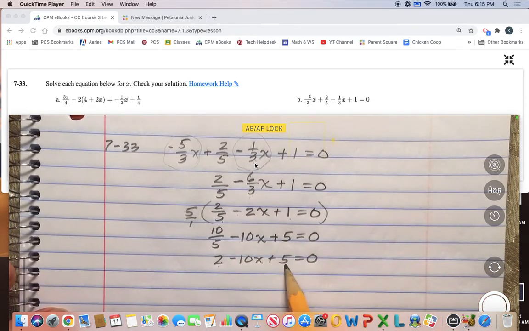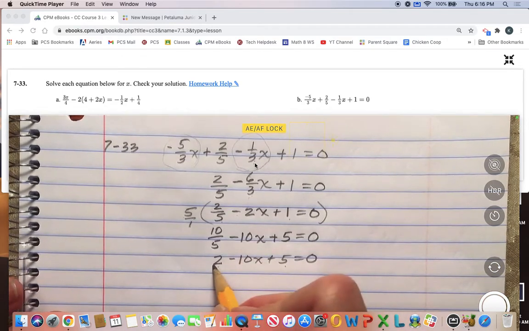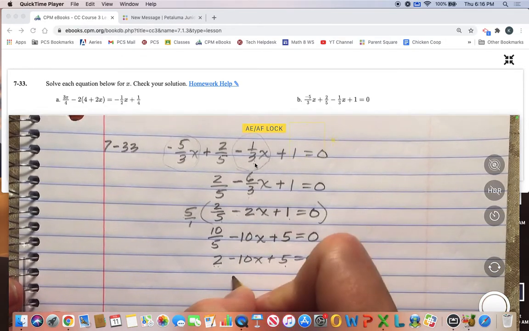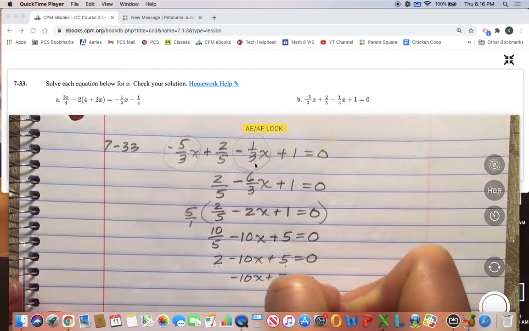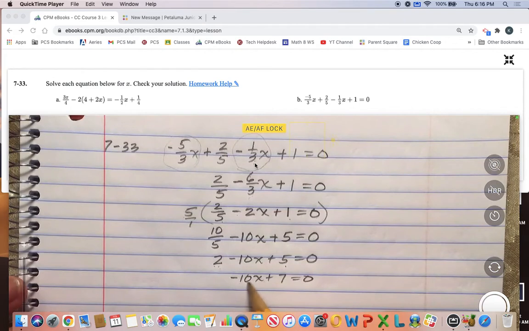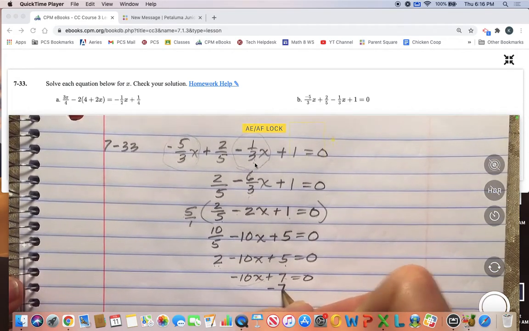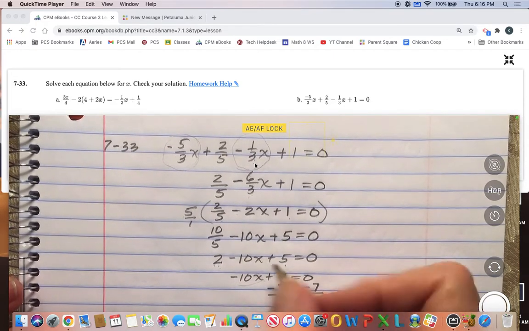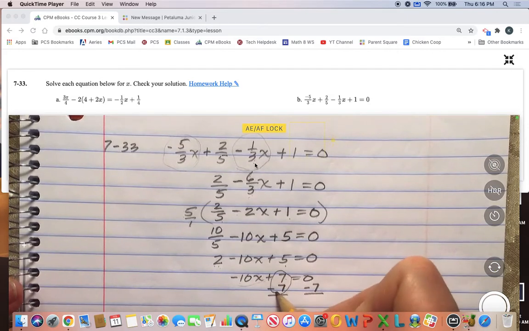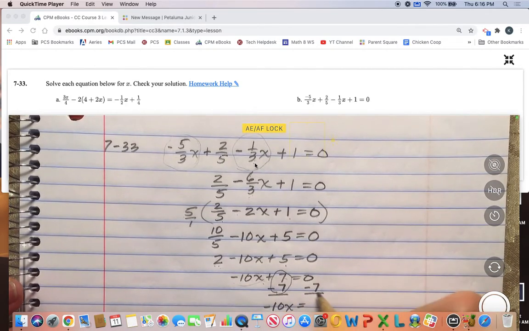Okay, now we can combine these two terms. We've got a 2 and a 5. So negative 10x plus 7 is equal to 0. Okay, now I can start getting x by itself by putting negative 7. So we'll zero out that 7. So that zeroes out on this side. And all we have left on this side is negative 10x. And on this side, we have negative 7.